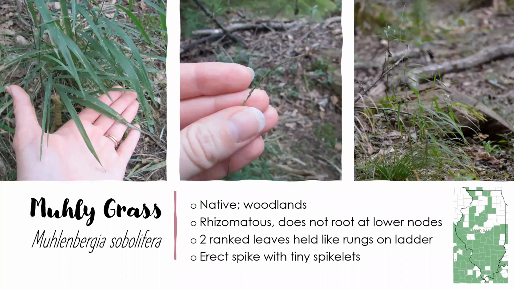This one is rhizomatous, and it's not going to root at the lower nodes. So if you're trying to tell between this grass and the last grass, and you tugged on the bottom and none of the nodes were rooted, we might lean more towards muley grass, okay? We'll see that we have the same leaf description. So these leaves are also held relatively straight out like rungs on a ladder, okay?